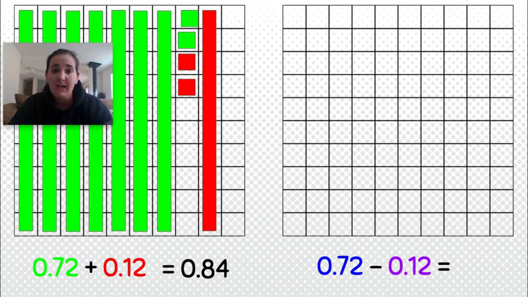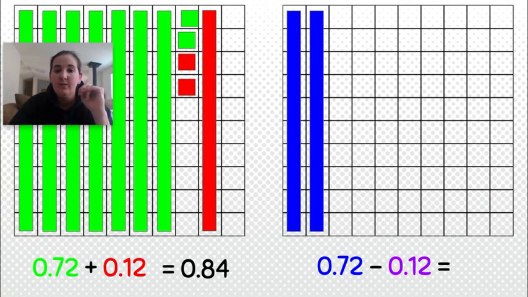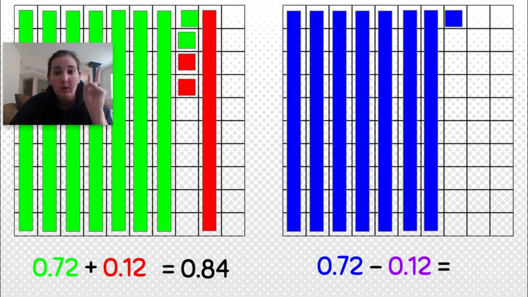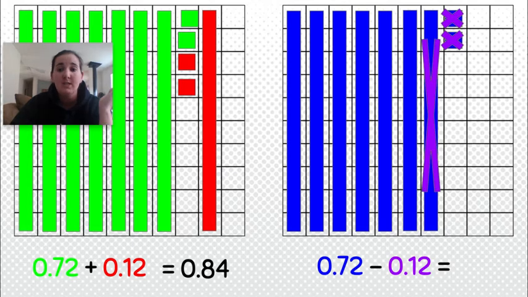The first thing I did is draw it out because I love pictures. So I have 7 tenths, 1, 2, 3, 4, 5, 6, 7, and 2 hundredths, 1, 2. Now I have to take away 12 hundredths. I know I have 2 hundredths in that, so I'm going to get rid of those first, and then 1 tenth. Now when I look at it and ask what's left, or what's the difference, I have 1, 2, 3, 4, 5, 6 tenths. I could say 6 tenths. I could say 60 hundredths, but I know that they have the exact same value.